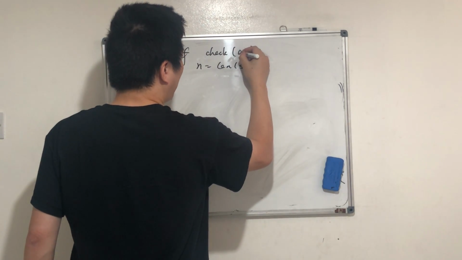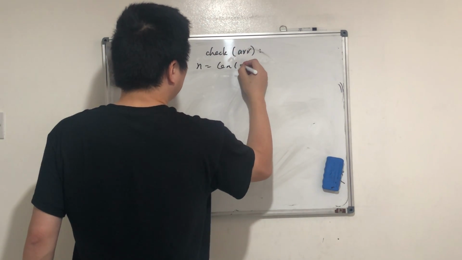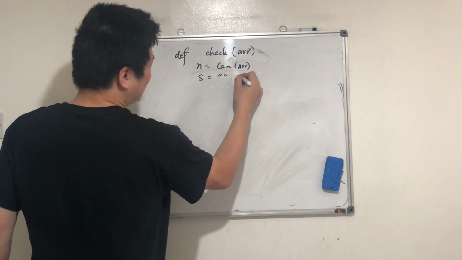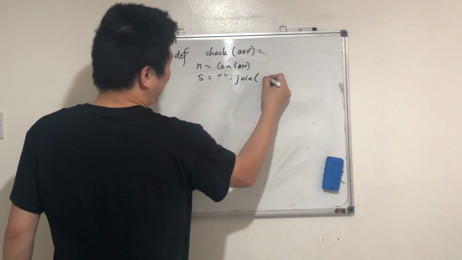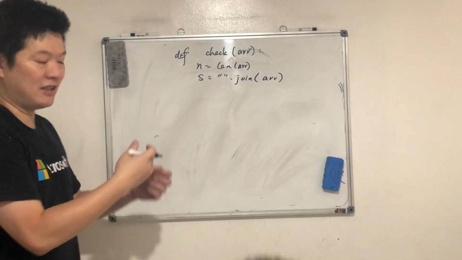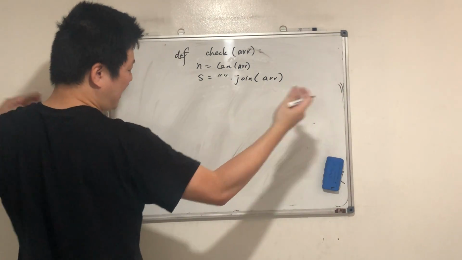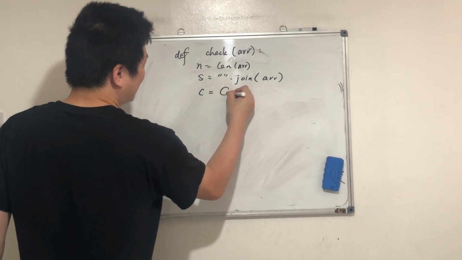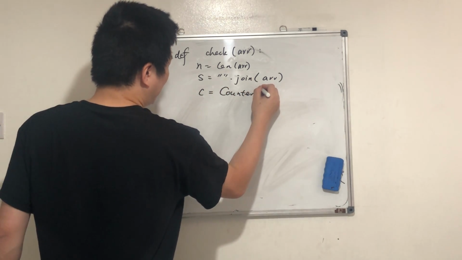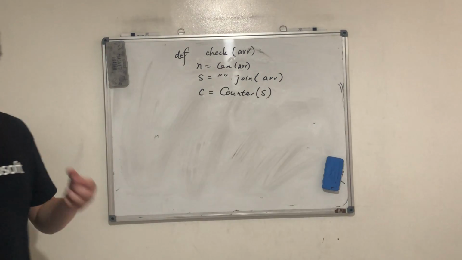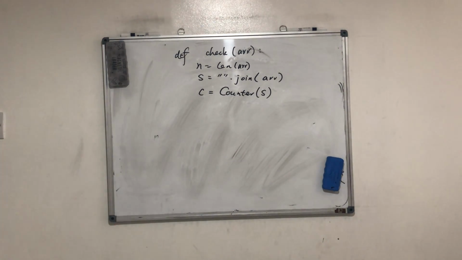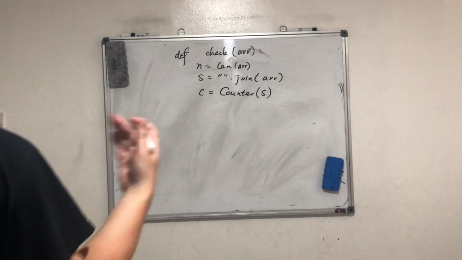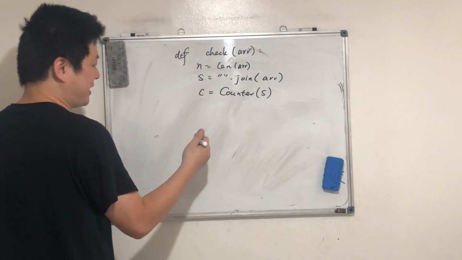Actually, let's say ARR, array of lists, and then S will be equal to join ARR, right? So S is a string of all the strings in all the lists together, and then C will be the counter of S, right? So C will be the key-value pairs. Key is the unique characters. The values will be the number of times they appear in all the lists, all the strings.